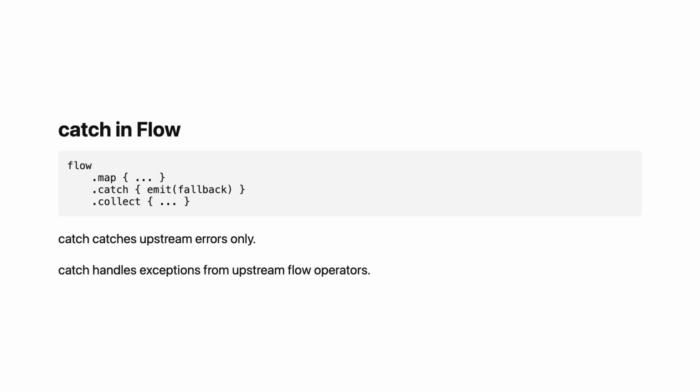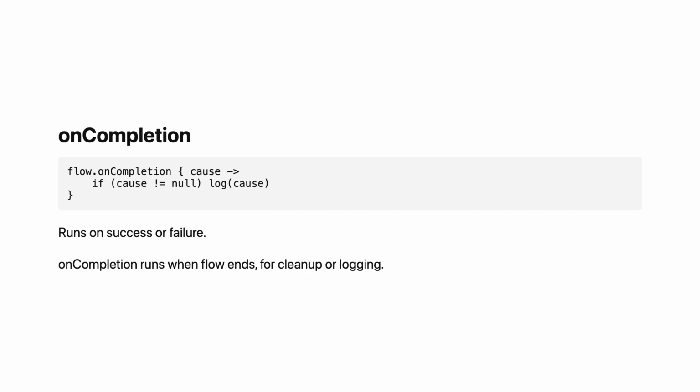Flows have their own error handling. The catch operator handles exceptions from upstream. flow.map { might throw }.catch { emit(fallback) }.collect. Catch receives the exception. You can emit fallback values, you can log, you can rethrow. Catch only catches operators before it in the chain. Exceptions in collect are not caught. For collect errors, wrap the entire collect in try-catch.